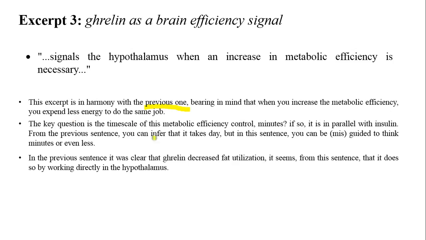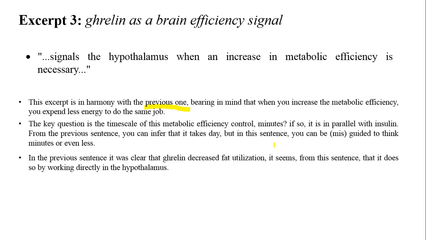So the key question is the time scale of this efficiency: minutes, so short term? If so, we can see that it works in parallel with insulin. Insulin asks you to store and the autonomy asks you not to use too much. But from the previous sentence, you can infer that it takes days. So if you consider the previous one, it's in harmony with leptin rather than insulin, because it's a signal of the amount of energy that you have stored. So it must be a long-term control.